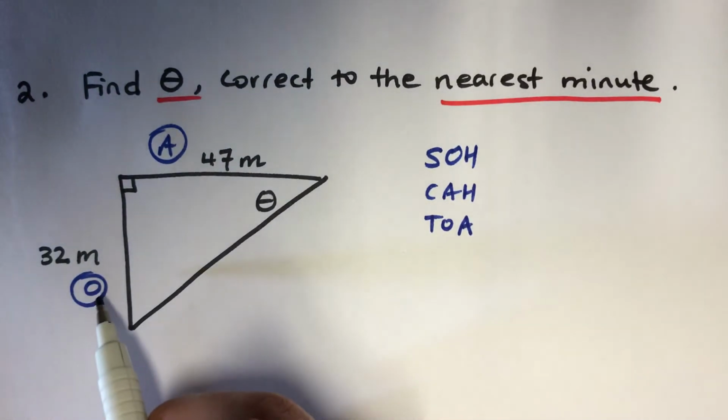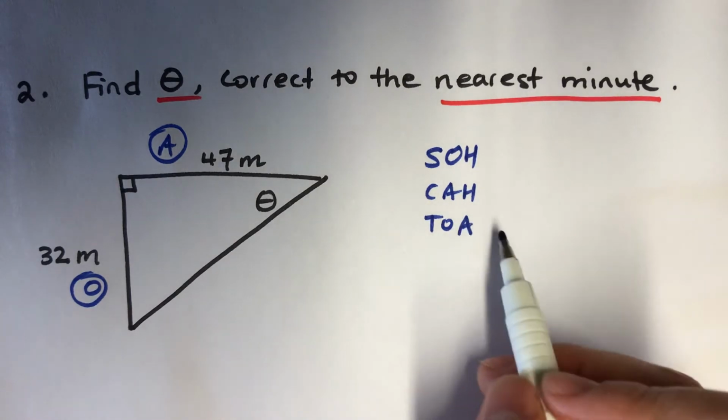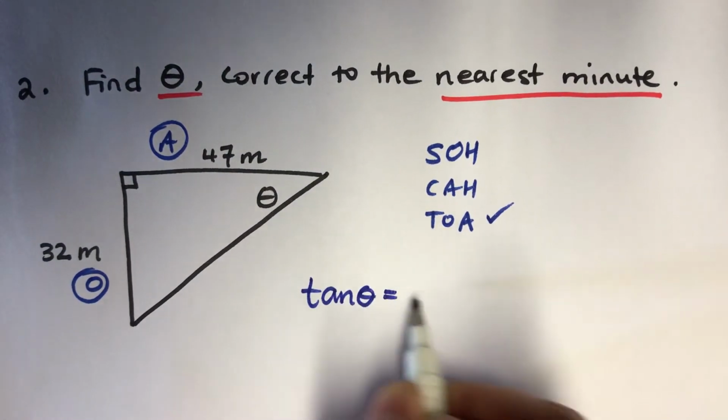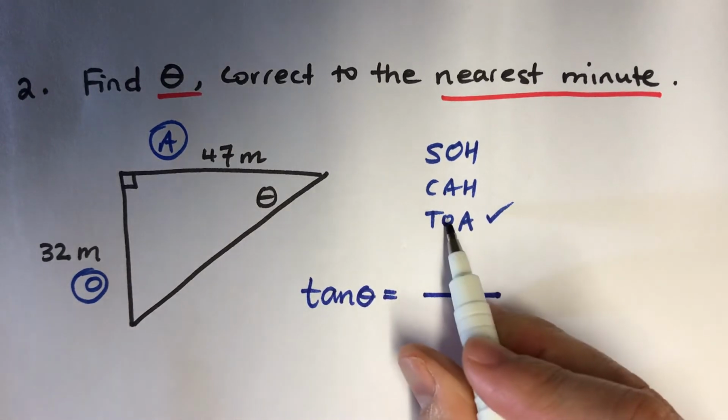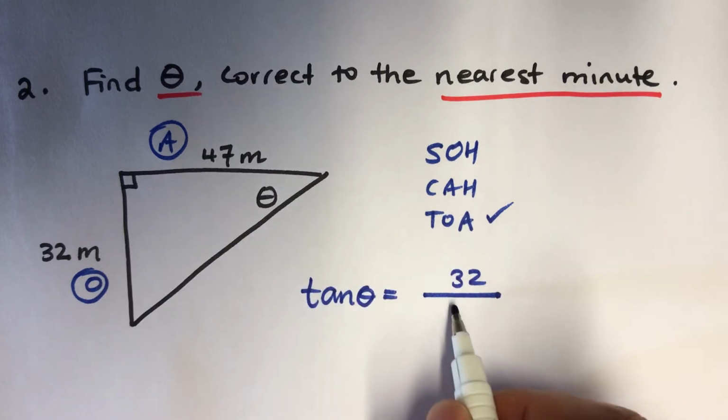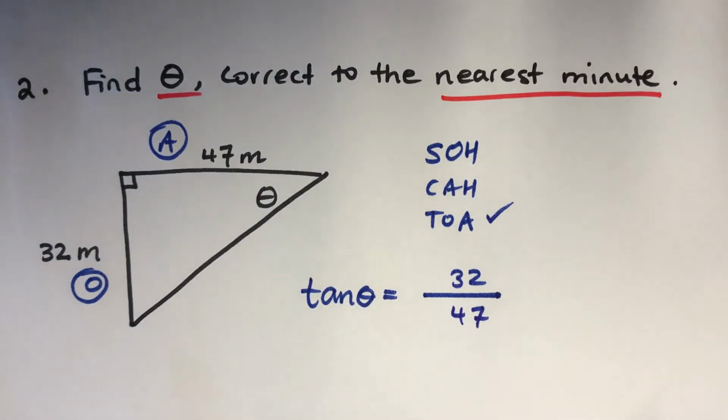And what have we got? O and A. O and A. Yep, that's tan. So I'm going to go tan theta equals opposite over adjacent. Okay, so that wasn't too bad.